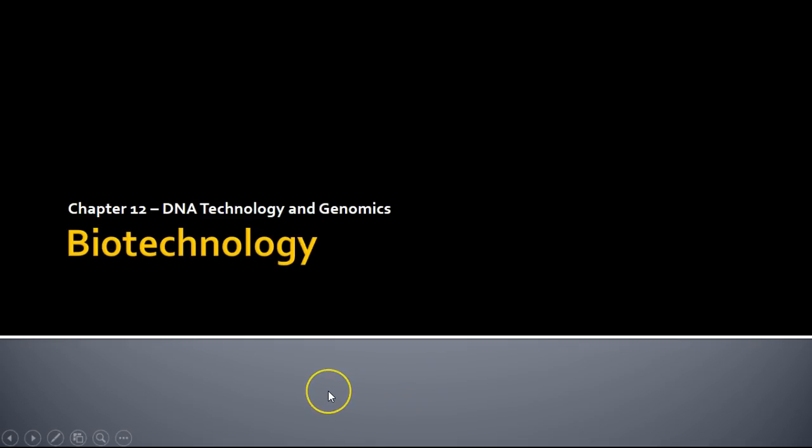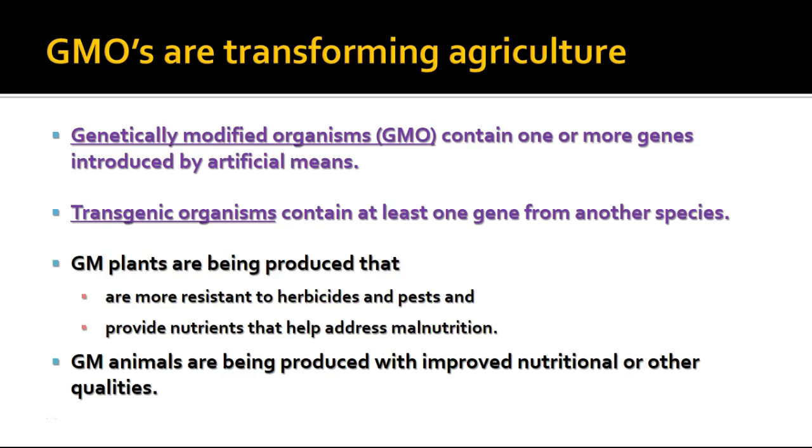We'll continue our notes on biotechnology by discussing problems with genetically modified organisms and also talking about gene therapy. So GMOs, or genetically modified organisms, have one or more genes that have been introduced by artificial means. Whether the gene is from another organism, or one that has been altered in some way, that means it's genetically modified. Transgenic organisms are ones that contain at least one gene from another species, but there are other ways that genes can be modified besides from another species.